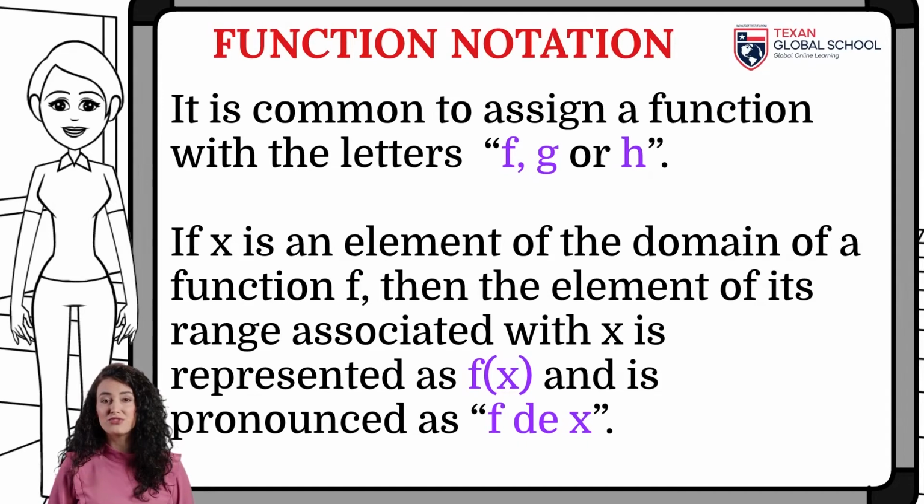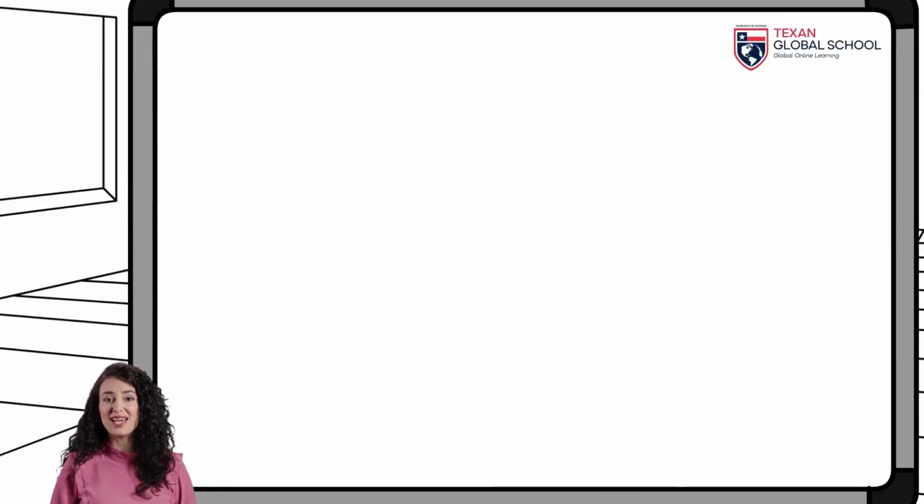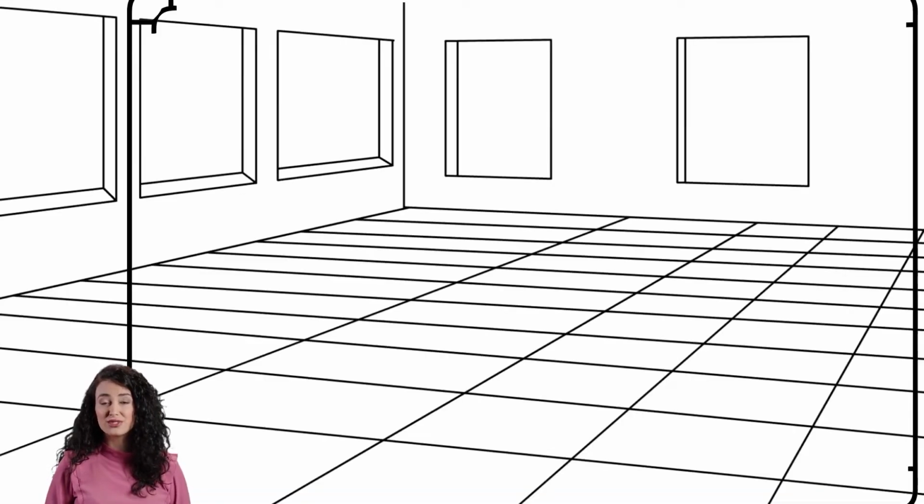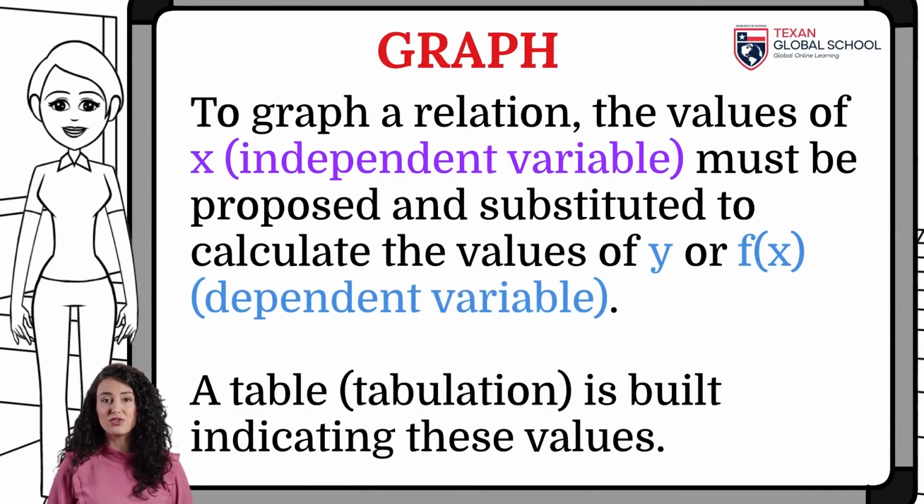It is common to assign a function with the letters f, g, or h. If x is an element of the domain of a function f, then the element of its range associated with x is represented as f of x. A function can be represented using set builder notation as shown on the board, indicating the ordered pairs, x, y, their rule of correspondence and domain. Finally, to graph a relation, the values of the independent variable, normally x, must be proposed and substituted to calculate the values of the dependent variable, f of x.